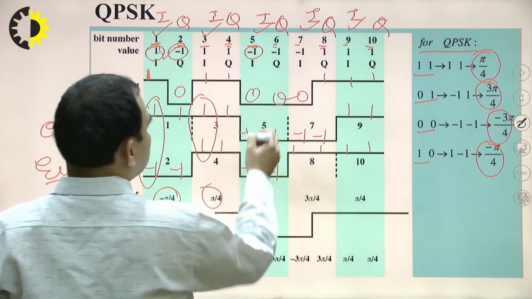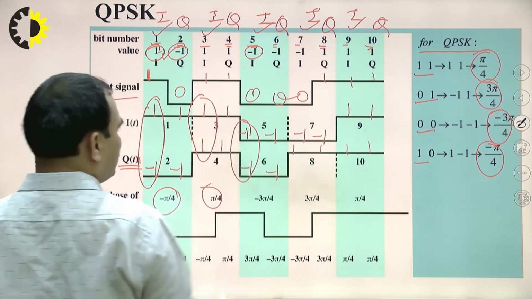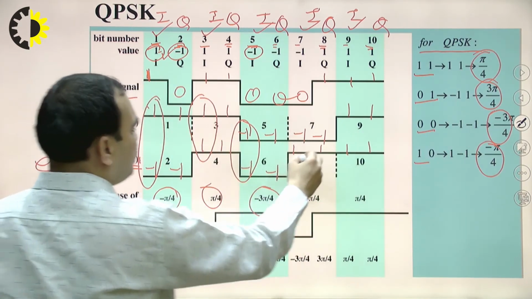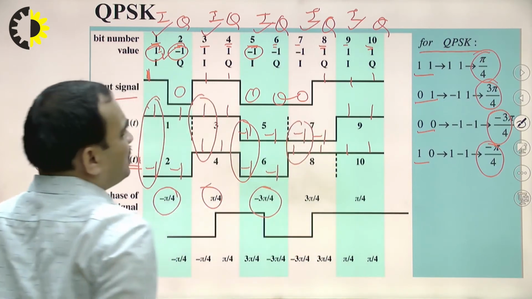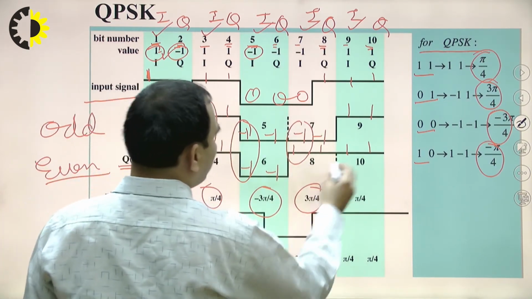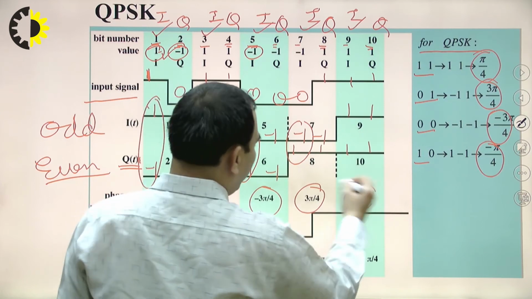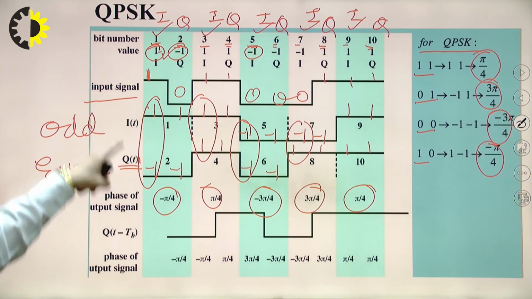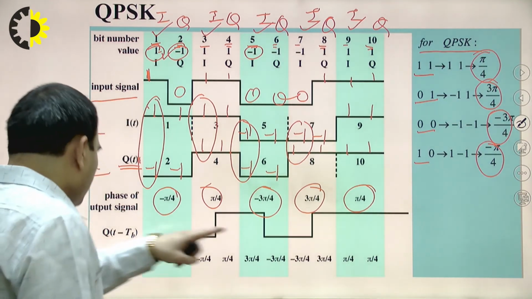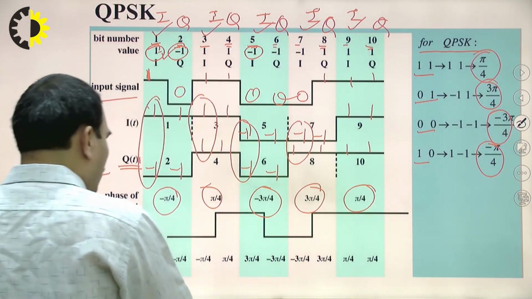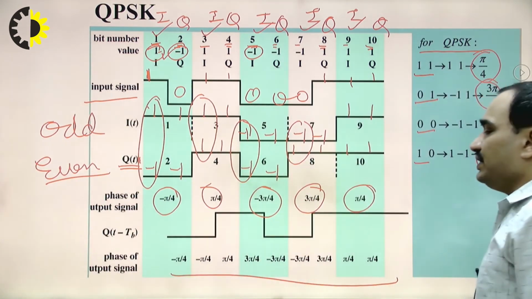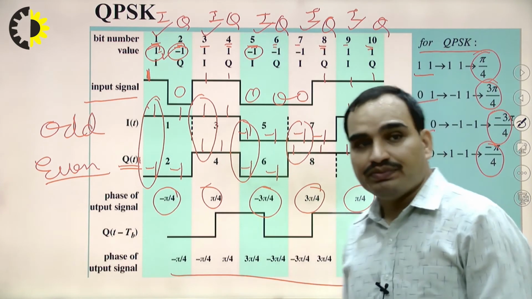Next, here we can see 0 0. For 0 0 it is given by minus 3 pi by 4. The next is 0 1, and 0 1 is given by 3 pi by 4, and 1 1 is given by pi by 4. So these are the phases for representing the bits. Now this will be transmitted, and the corresponding phases of the output signal are written here in this form, which is transmitted.